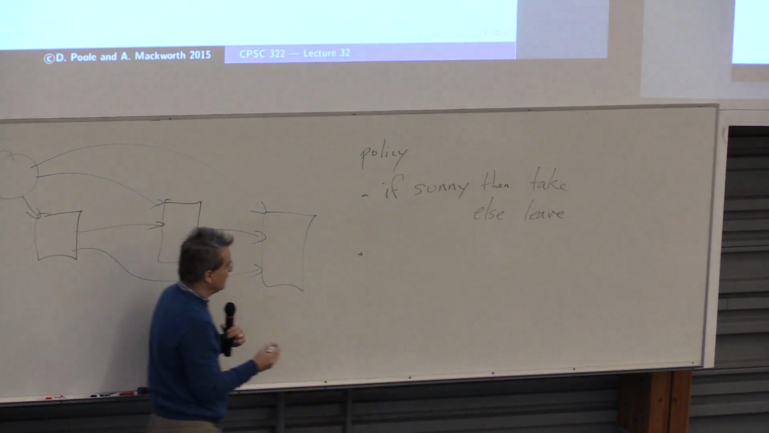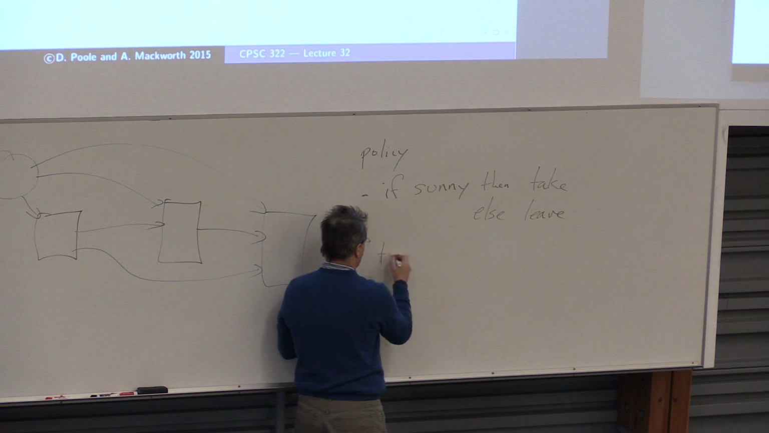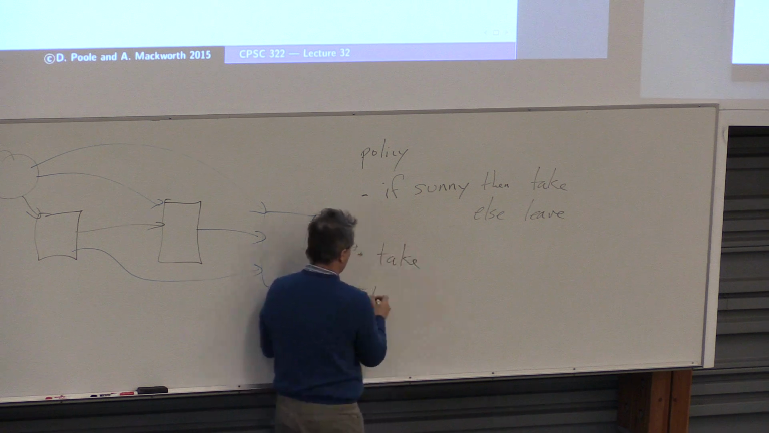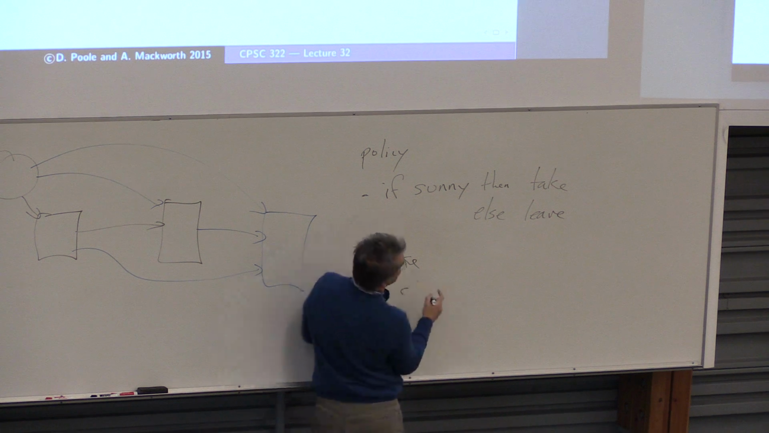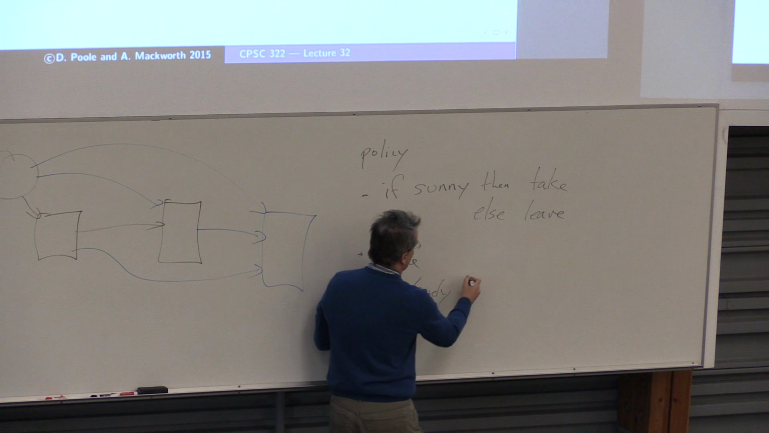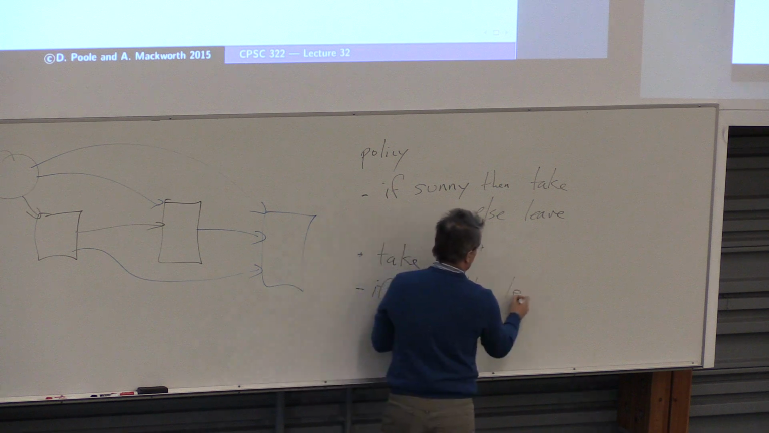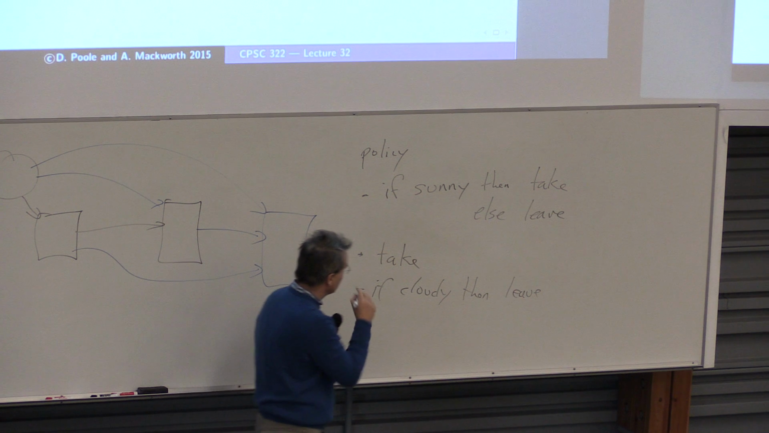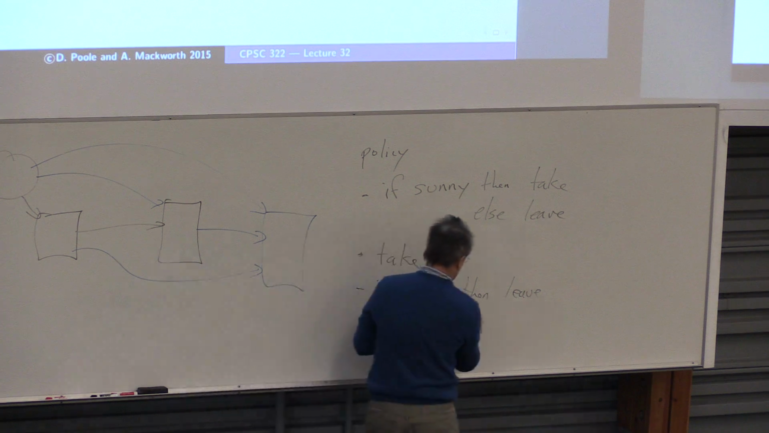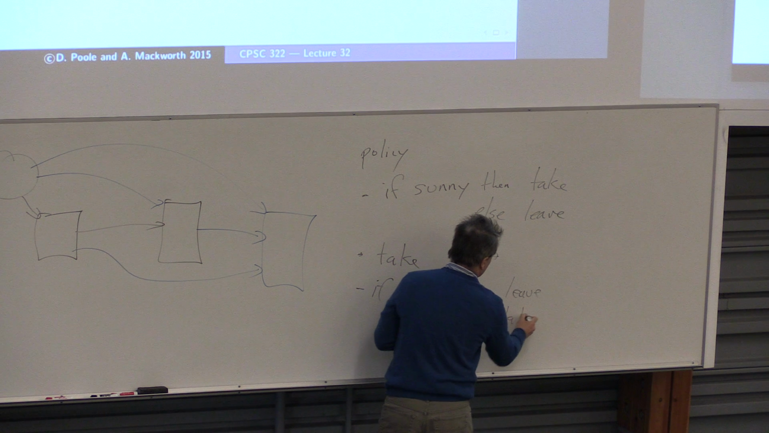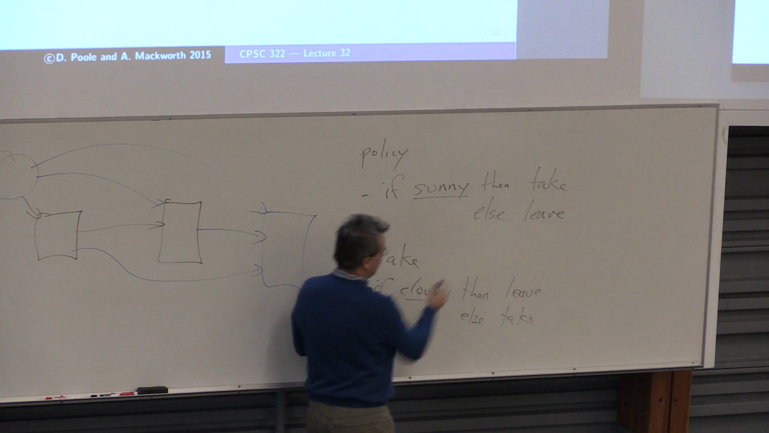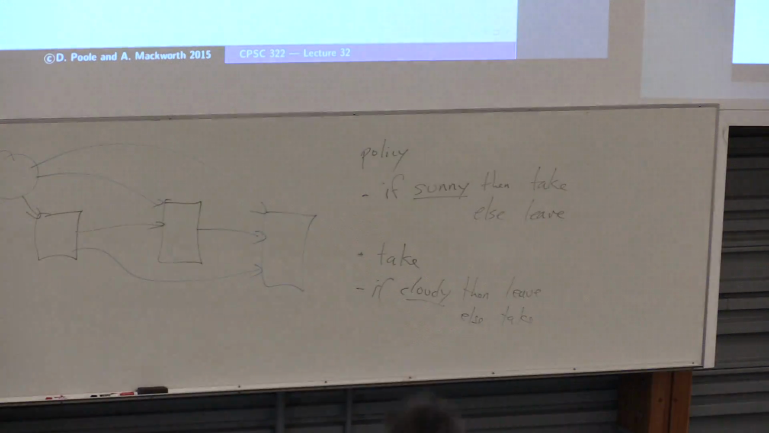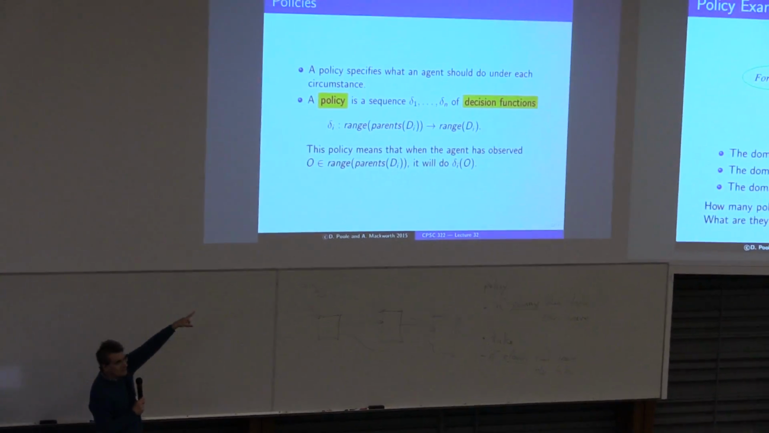A policy might be just always take your umbrella. It might be if cloudy, then leave, else take it, or something. So it's a function that depends on the parents and specifies what it should do. It's a function from the assignment of values to the parents into the values that you should take.